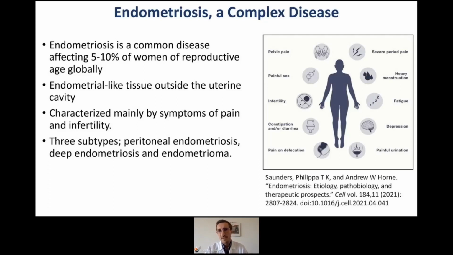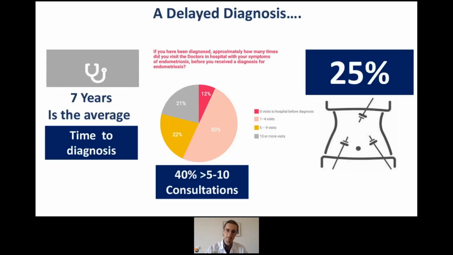3 subtypes have actually been recognized in current literature. We speak about peritoneal endometriosis, deep endometriosis, and what we call endometrioma, which would be like cysts which could be found on the ovaries of a patient. When one speaks about endometriosis, there are 3 main figures which come to mind. The first is 7 years. Endometriosis has a 7-year average time to diagnosis.